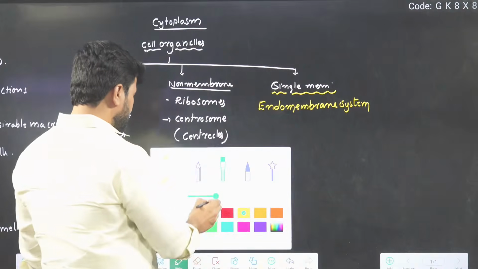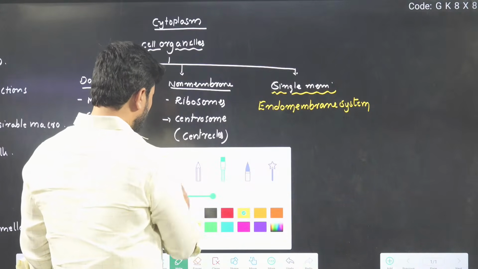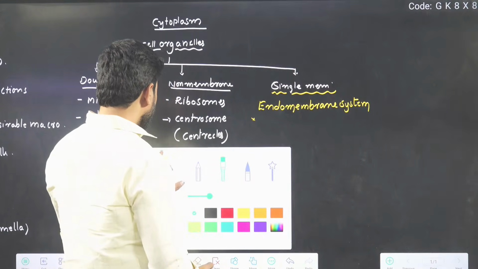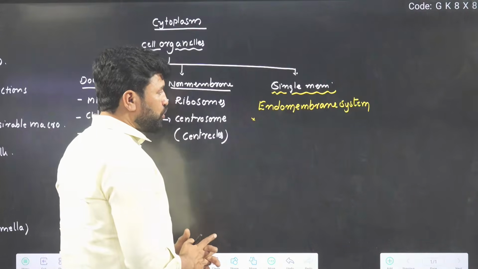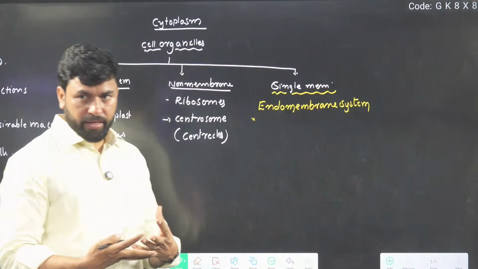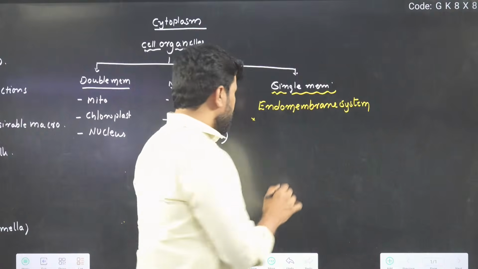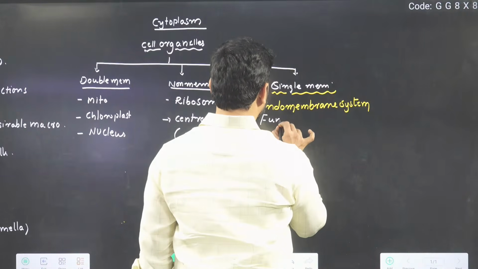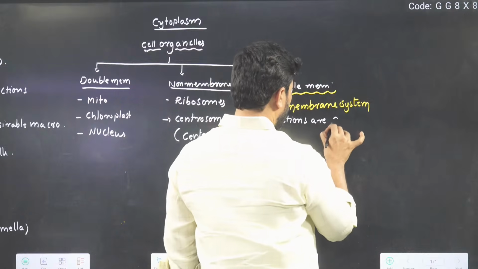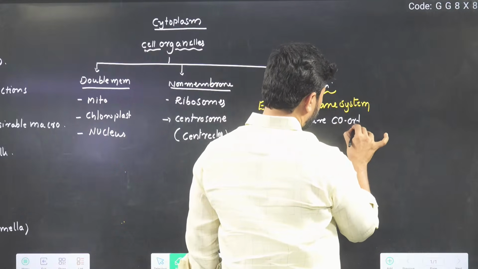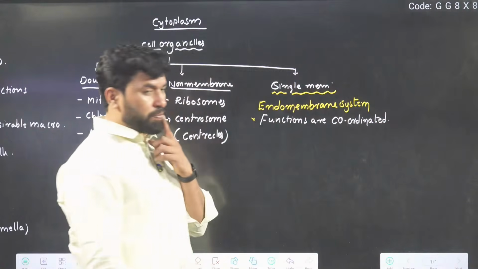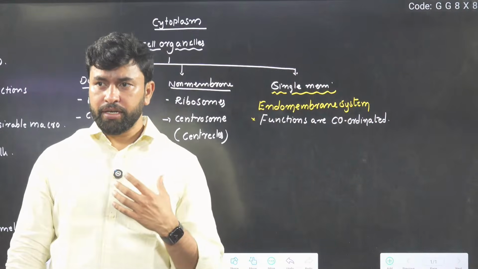What does it mean by endomembrane system? What do you talk about here? Imagine if I say some cell organelles are considered as the endomembrane system. There, the first thing you should remember is that their functions are coordinated. What does it mean that functions are coordinated?